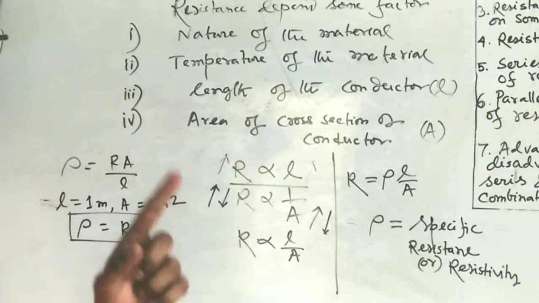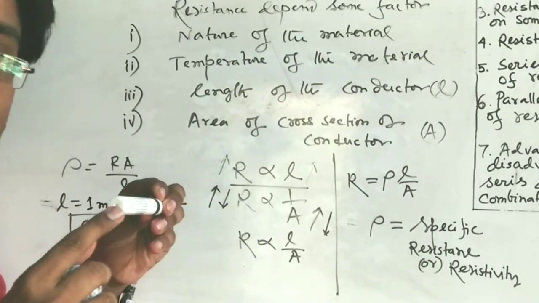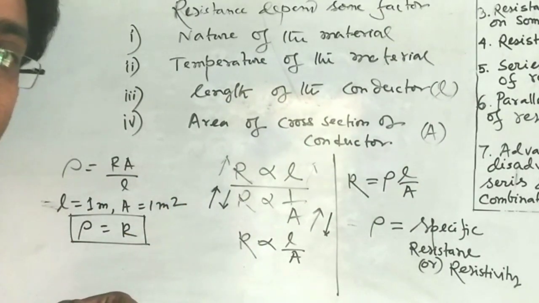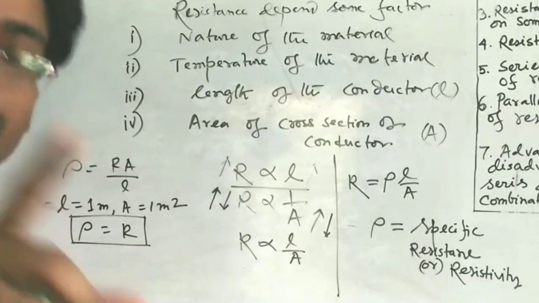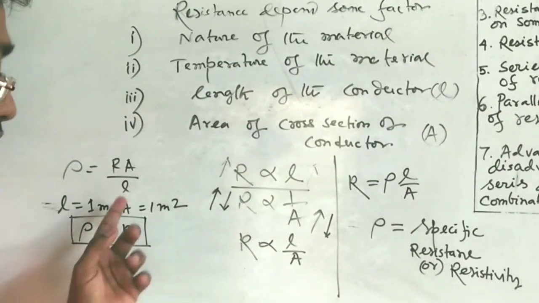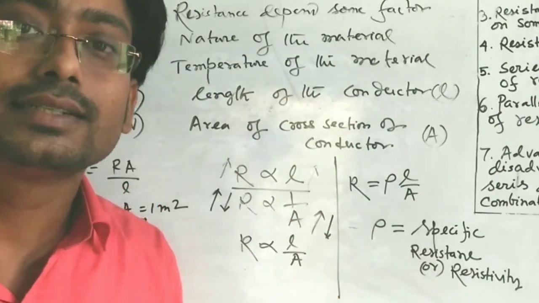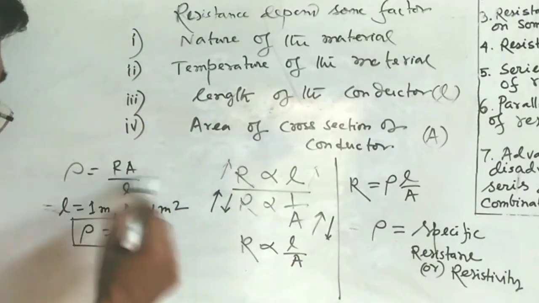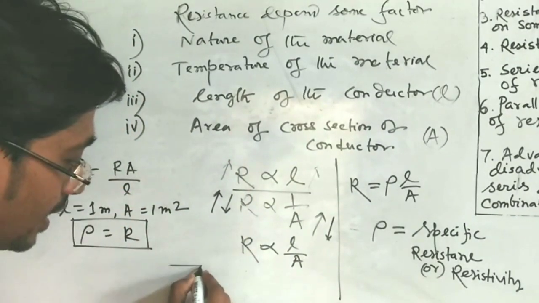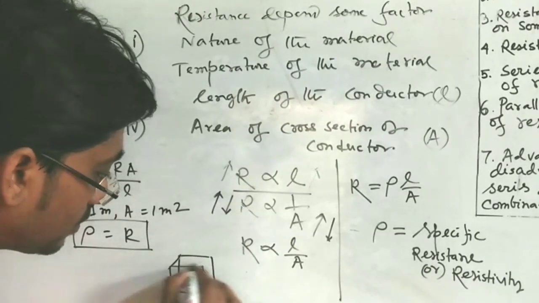If we take 1 meter square of conductor, the area of cross section is 1 meter square and the length is 1 meter, then the resistance offered by the conductor is nothing but resistivity. So actually what is happening here? 1 meter square area of cross section, 1 meter length, then what is it? It is nothing but a cube of 1 meter. So it is nothing but the condition applied, that is a conductor of 1 meter cube.